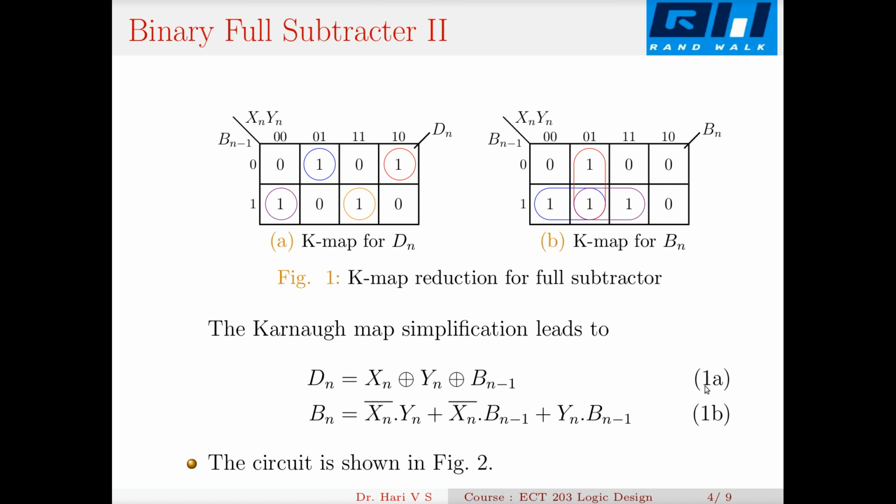So the difference Dn is xn XOR yn XOR Bn minus 1. That is equation 1a. This is the same as that of the sum of a binary full adder. The difference function is also an identical function. But the borrow is different. That's how they differ. So how is the borrow coming?